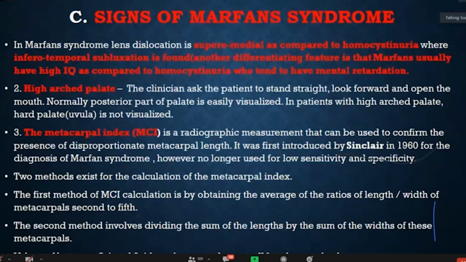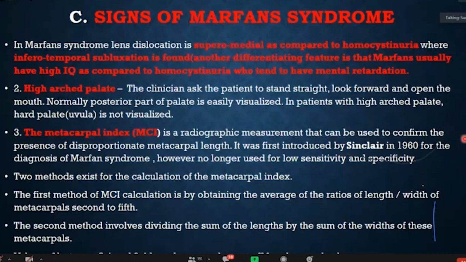When I was doing my MD, one of the examiners in my MD examination asked me, what are the other features you know to differentiate it from homocystinuria? Marfan's patients usually have a high IQ as compared with homocystinuria, which usually presents with mental retardation. So this is one more important feature in differentiating Marfan's from homocystinuria.